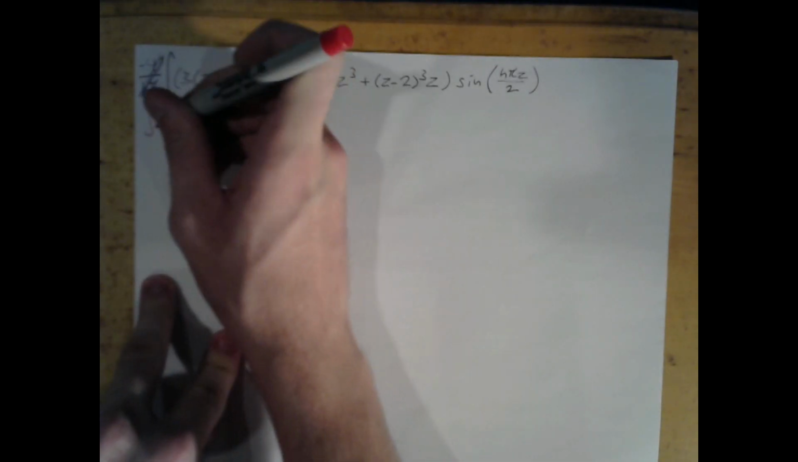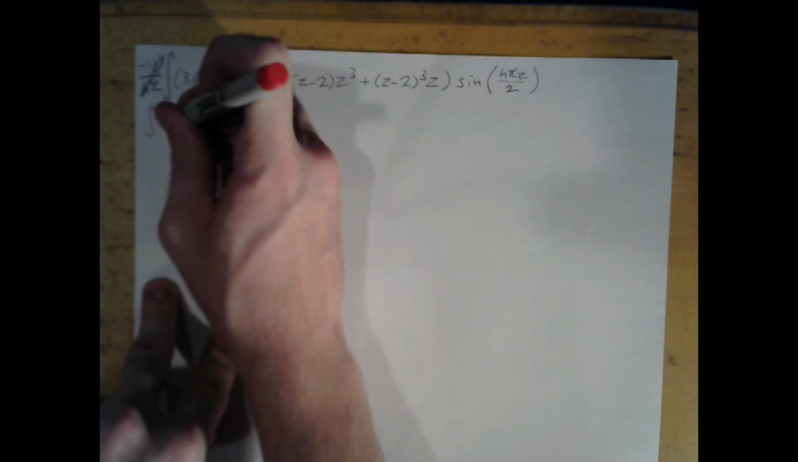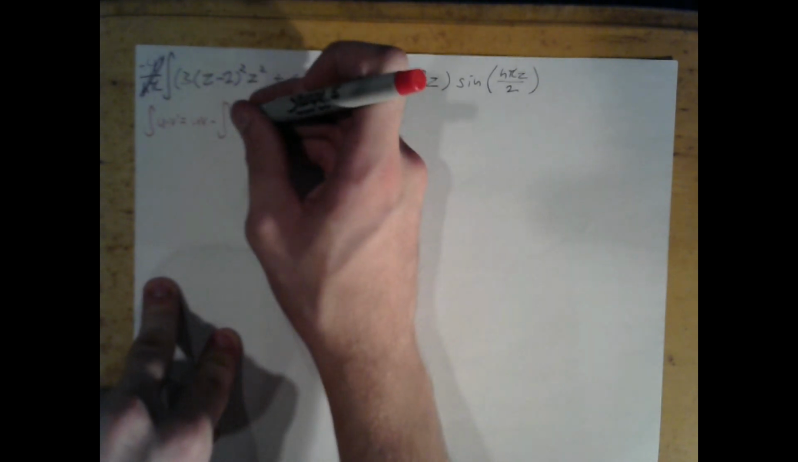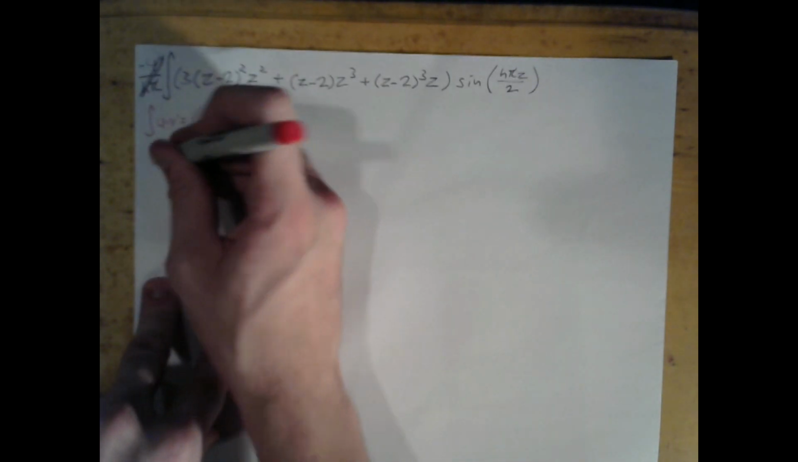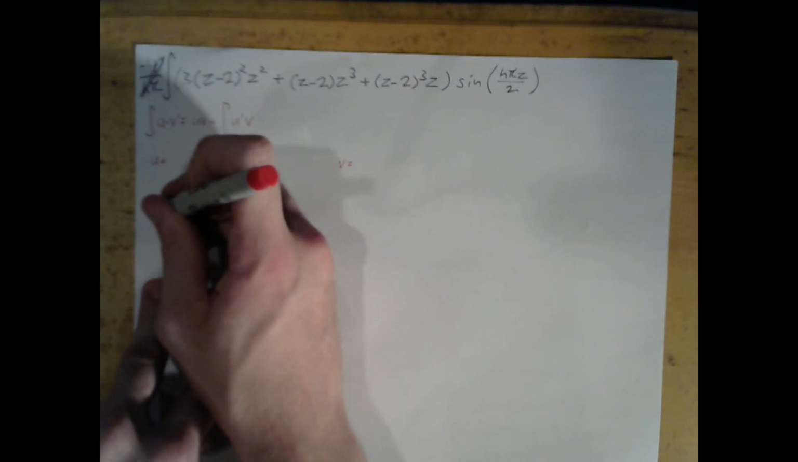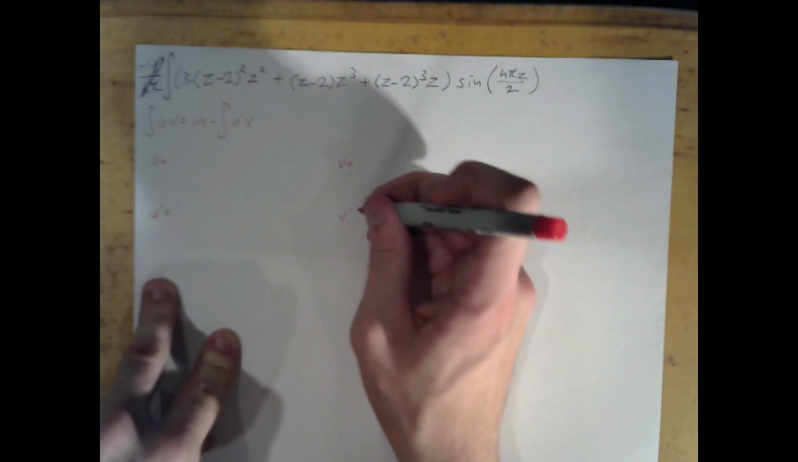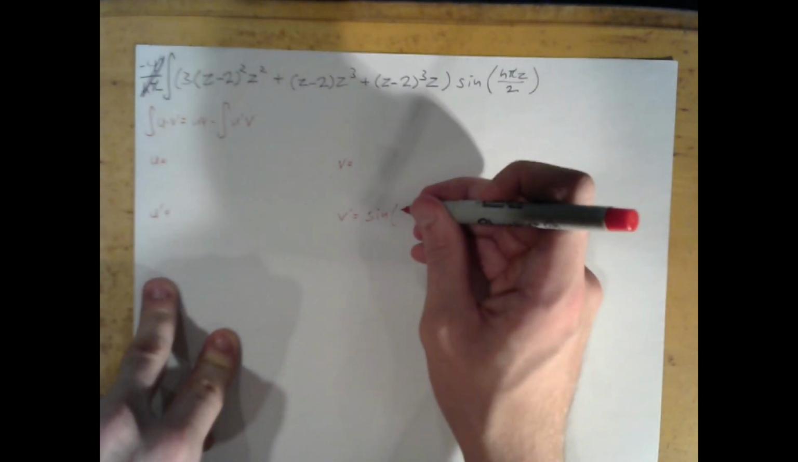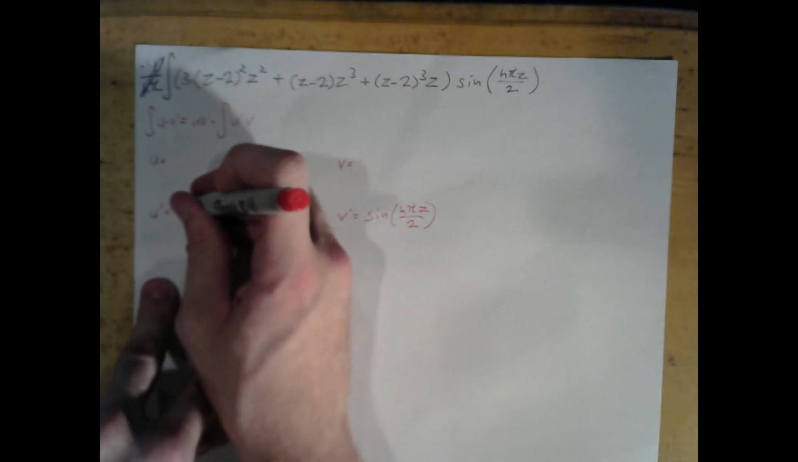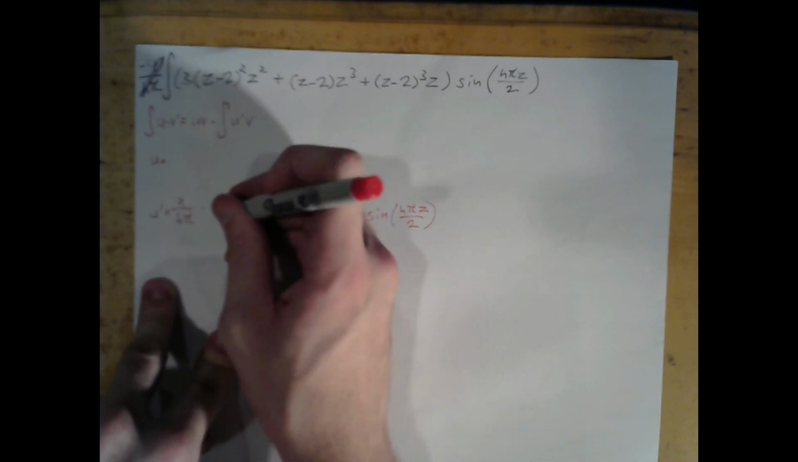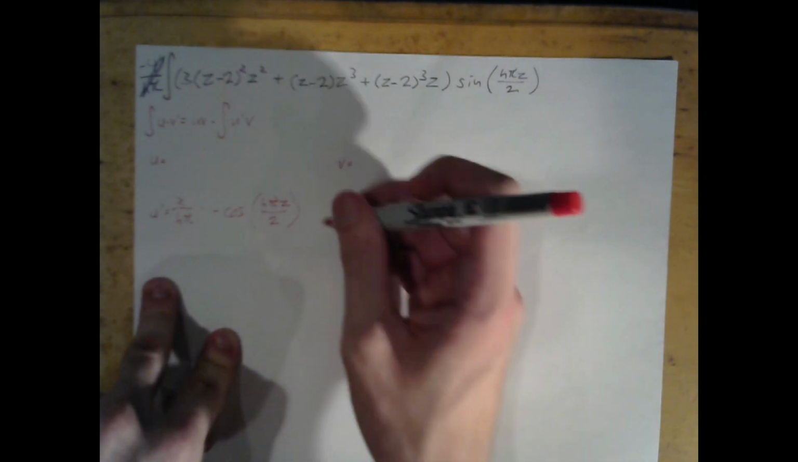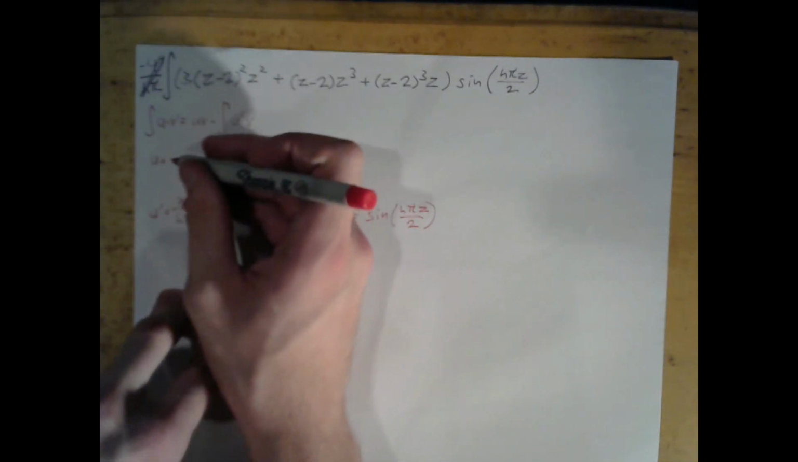Okay, so again, we're just going to write this out. U times v prime equals uv minus the integral of u prime v. So we're just going to mark down u, v, u prime, and v prime. Okay, so v prime is going to be sinh(pi z over 2). We already know v is going to be 2 over h pi times negative cosh(pi z over 2). That's just going to oscillate the entire time.